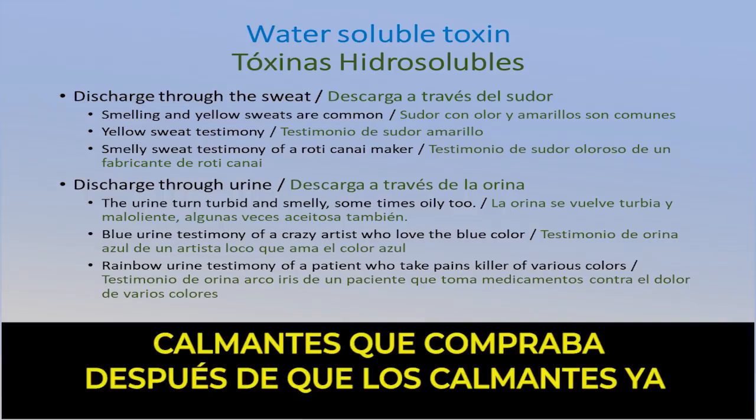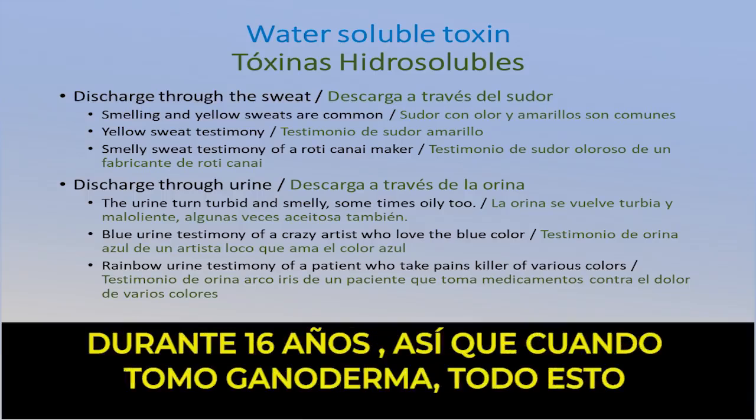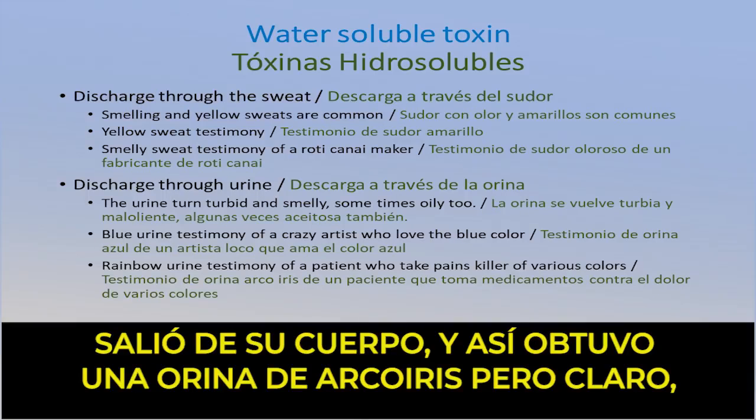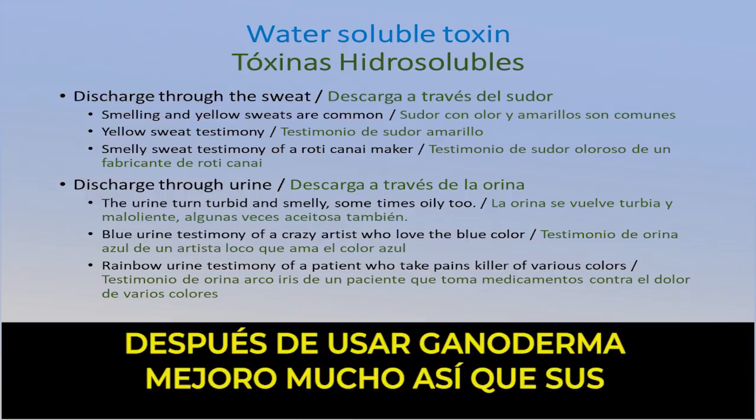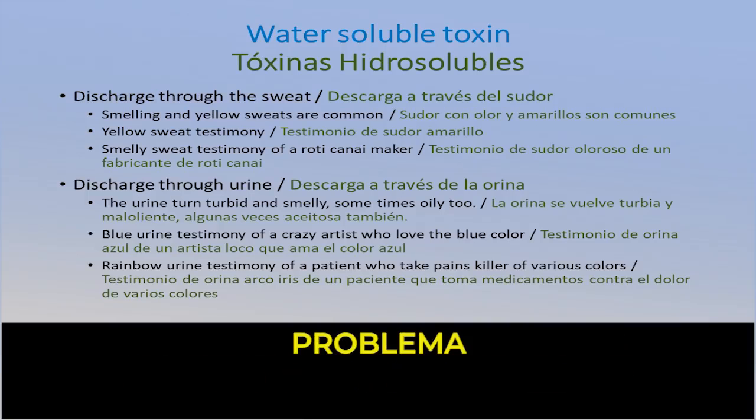The color of the painkiller he bought from many pharmacies. After some time the painkiller was no longer effective, he changed and came up with all sorts of colors for the past 16 years. So when he took Ganoterapia, all these things were discharged from the body. Then he got a rainbow urine. But of course after taking Ganoterapia, he became much better. So his problem was solved. At the end of the day, he doesn't have this problem anymore.